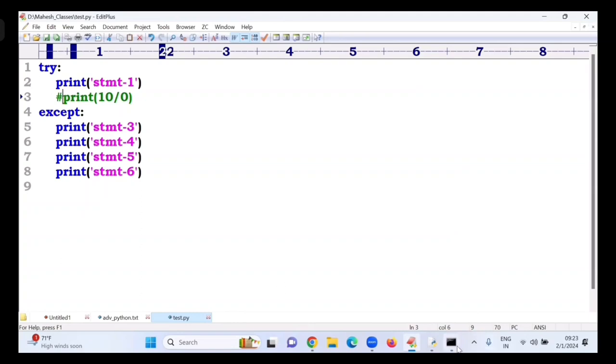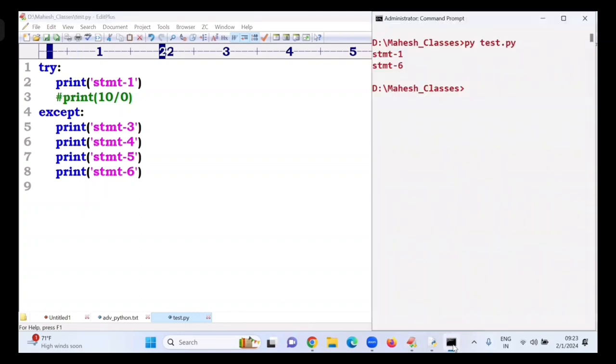But there is no exception in my program. Then which statements will execute? Statement 1 only. So what about 3, 4, 5? What is the problem here? If any exception is there, then it goes to the except block. Then in the try block, I'm missing something. Whatever he is telling, I have written into the except block. But there is no exception in my program. My program is perfect, so the except block is not executed.